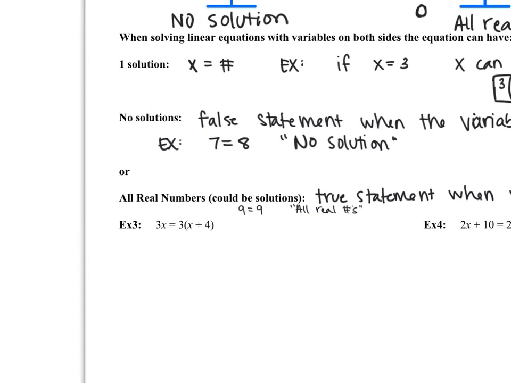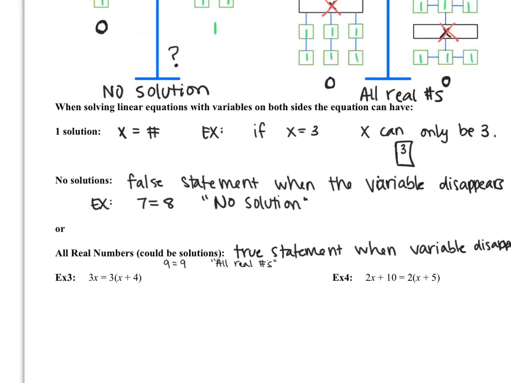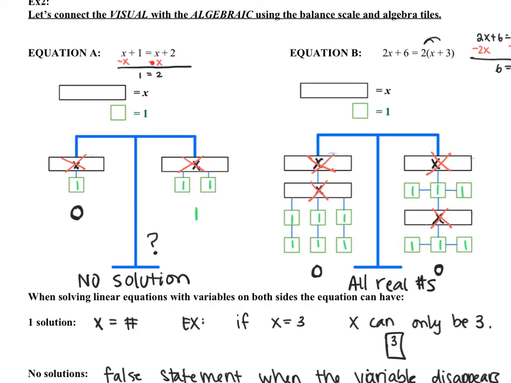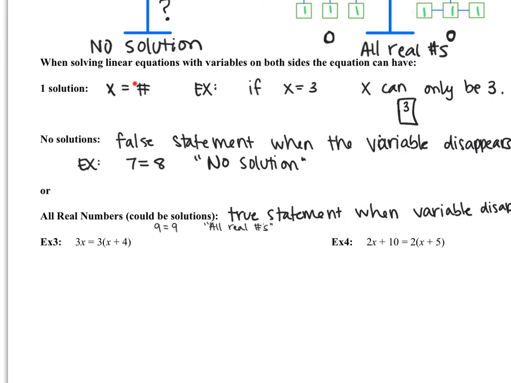So at this point, I'm going to ask you to pause the video, try examples 3 and 4, solving them algebraically, similar to what we did up here. And then look at what you get. Does your variable get isolated, or does your variable disappear? And if so, be sure to either say no solution or all real numbers. Pause the video, press play when you're ready to check your answer.